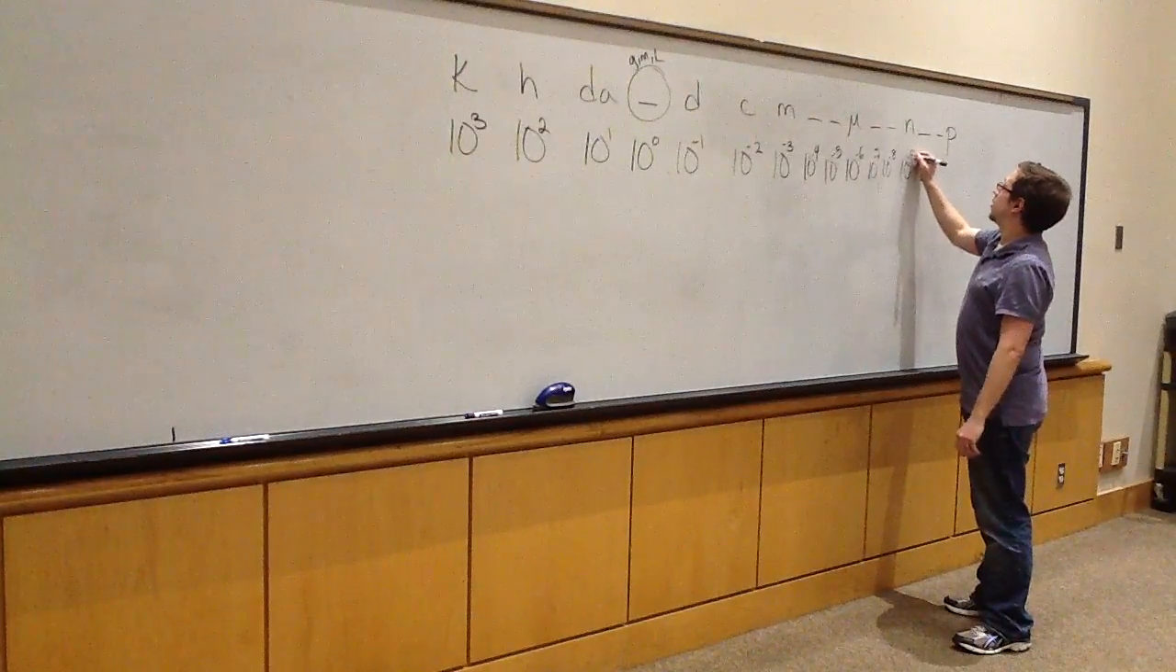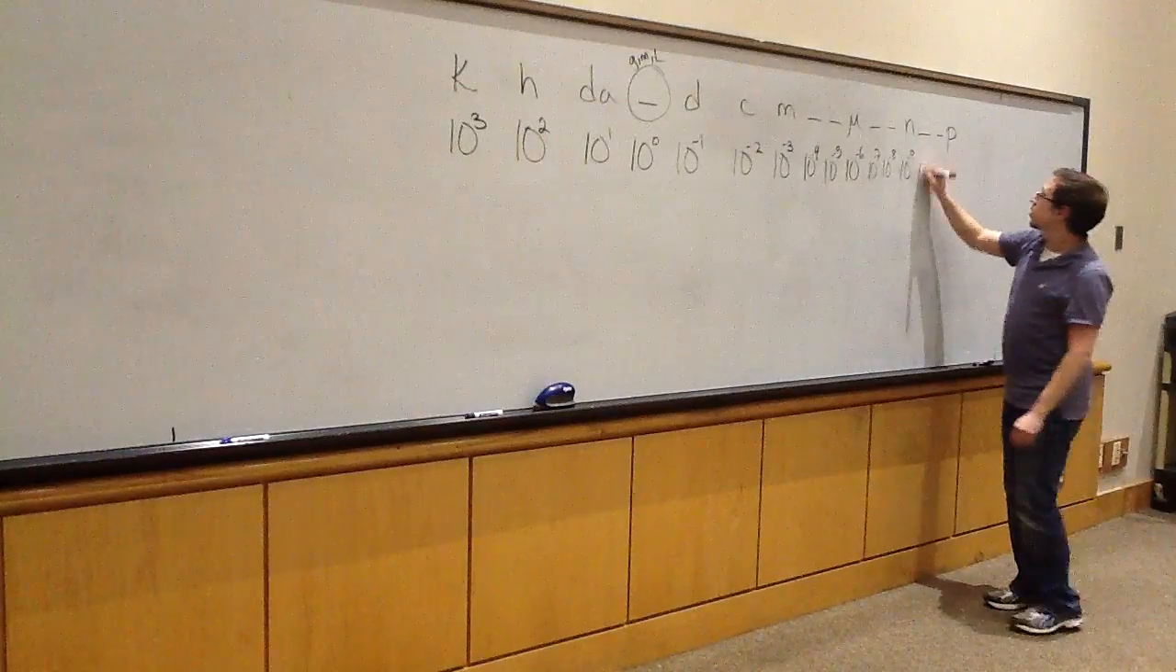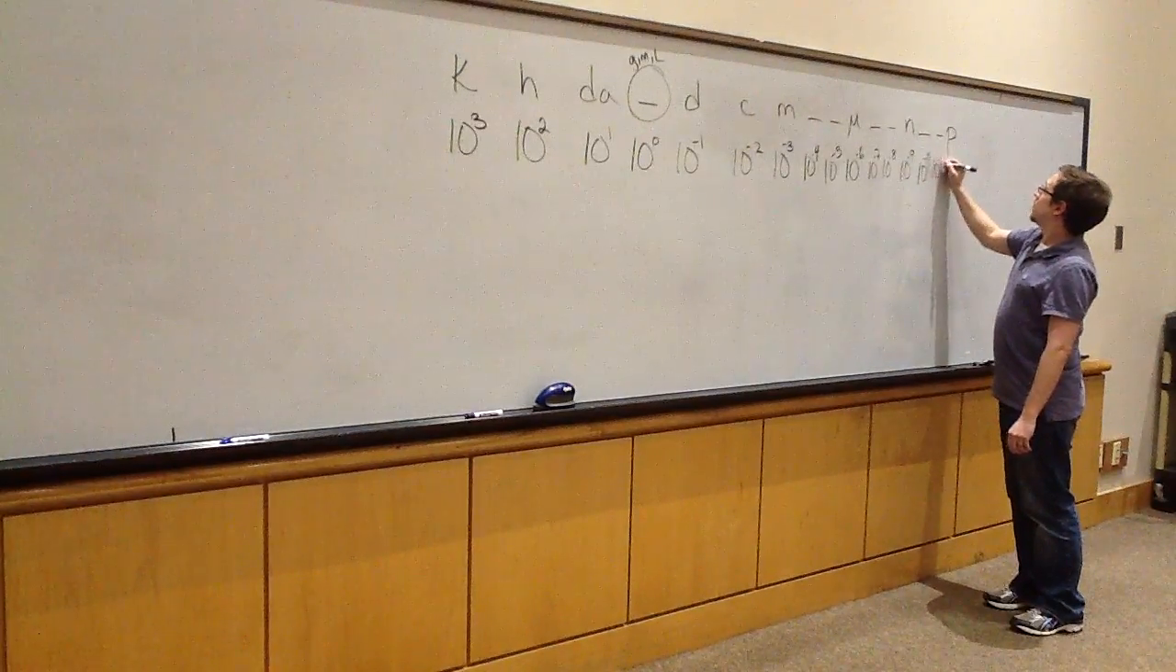10 to the negative 9. Good. Okay? And then finally for pico, 10 to the negative 12.